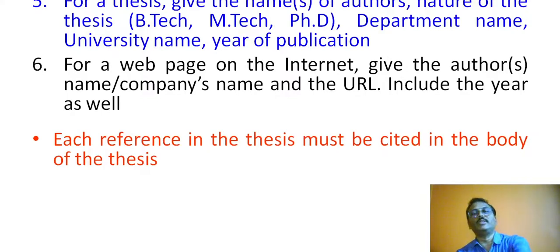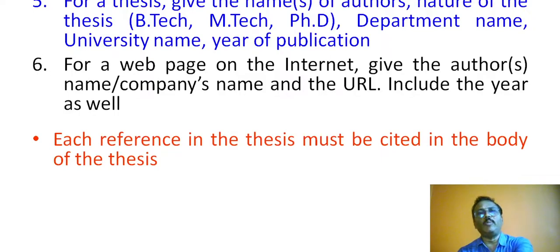Each reference in the thesis must be cited in the body of the thesis. That you should not forget. Cite means you will write it in square brackets, or there are other notations also. This paragraph is based on what is done in that paper, so you can add your own observations. Critical analysis is to be added. Just mentioning that the authors have done so and so is not enough. But what are your perspectives, your views, that you have to mention.